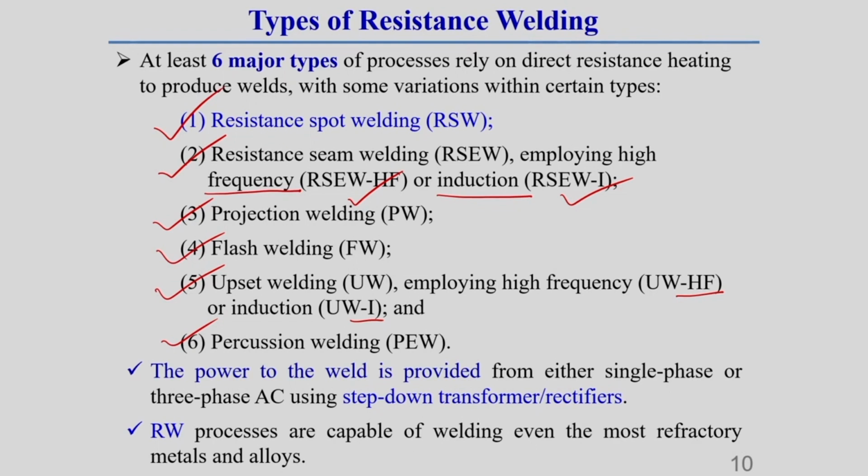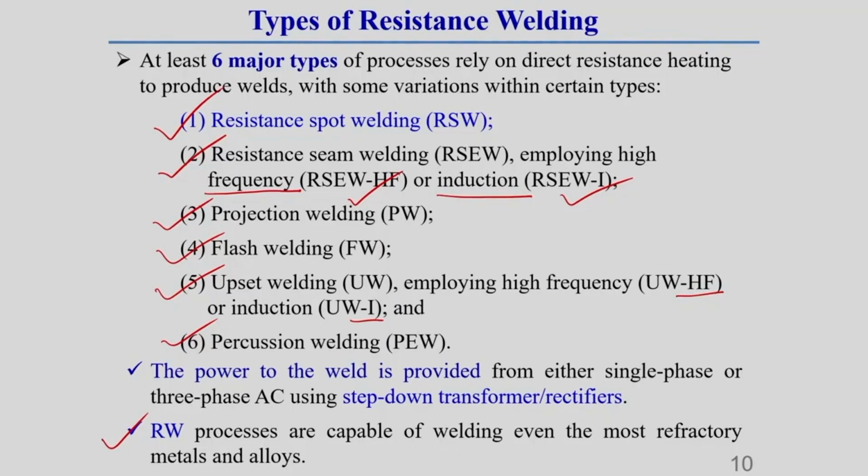Now, one thing you should keep in mind: all these welding processes generally utilize either single phase or 3 phase AC using a step down transformer or rectifiers. This you should keep in mind. What I am telling, understand? Now, resistance welding is capable of joining refractory metals and their alloys, a lot of different types of refractory material. This is also an important characteristic of this resistance welding process.